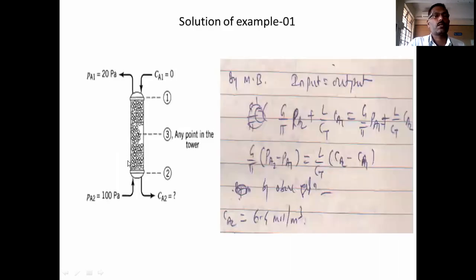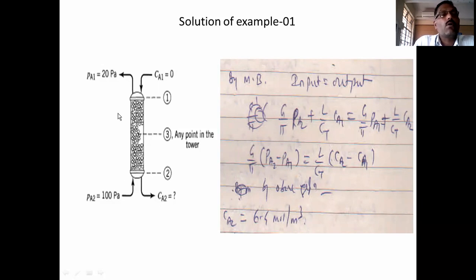So this is the tower. Consider the input and output as 1 and 2. First, how to calculate PA1? This is the output of the gas, at PA1. Gas enters from the bottom, that is PA2. And the liquid enters at the top, the inlet is CA1, and the output we get is CA2.